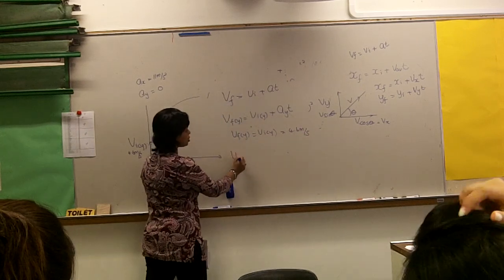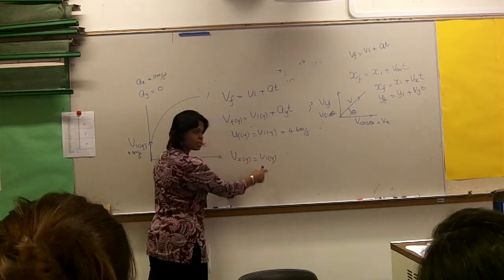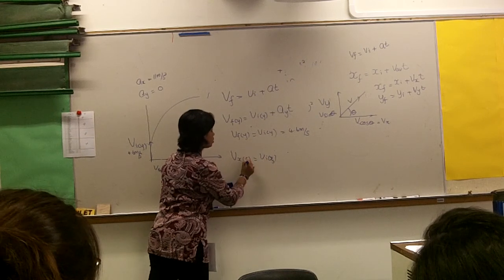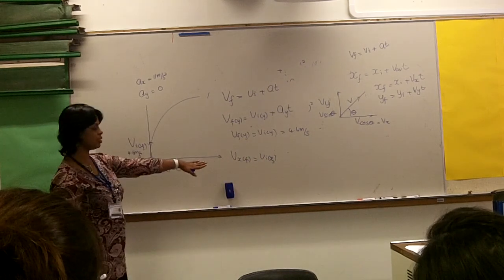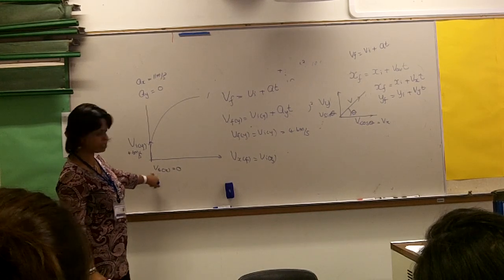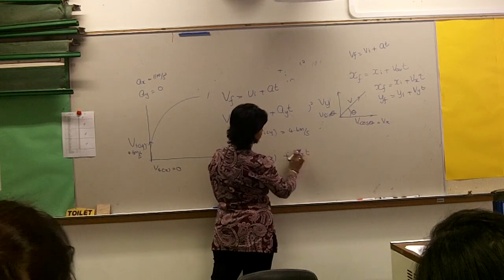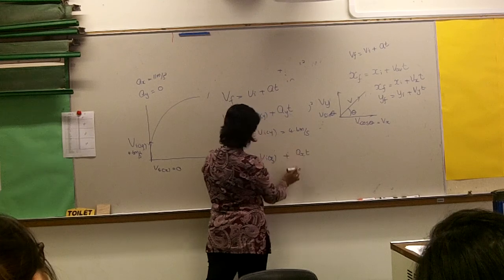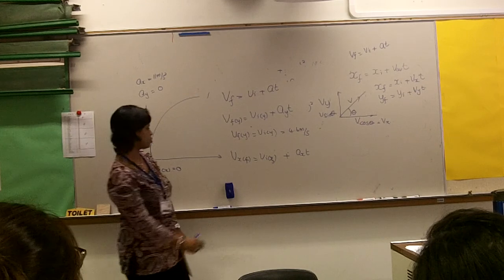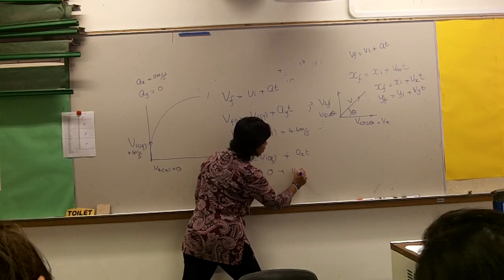But for the x direction, did we have initial speed for the x direction? Do we have initial velocity in the x direction? Do we have any initial? No. So this is 0 plus a_x. What is a_x? What is the acceleration for the x direction? 11. So this is going to be 0 plus 11 times 0.55.